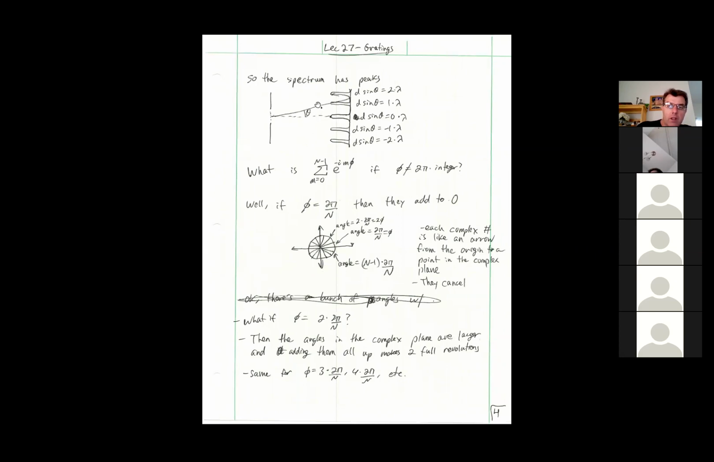So we're going to get a whole bunch of peaks when d sine theta is 0 or 1 or 2 or minus 1 or minus 2. And if phi is not 2 pi times an integer, then in most cases we're either going to get 0 or something close to 0. The only exception would be if phi was very close to 2 pi times an integer, so that we were adding up a number that isn't quite 1, but it's almost 1.